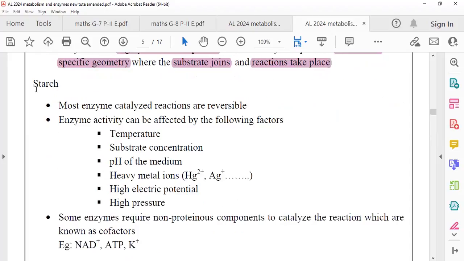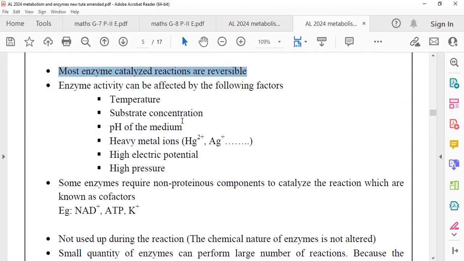Next point. Okay, cut and remove this one. Accidentally that word has fallen there. That's not a part of it. Most enzyme catalyzed reactions are reversible.